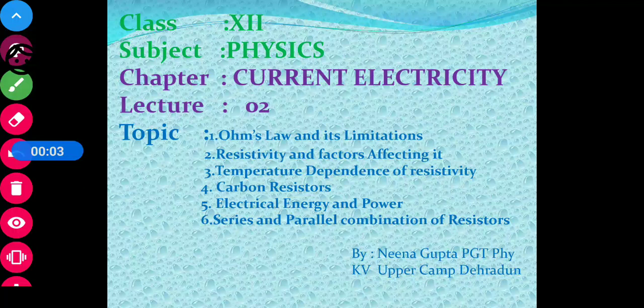Good morning, children. Today, in the second lecture of the chapter Current Electricity, I am going to cover the following topics: Ohm's law and its limitations, resistivity and factors affecting it, temperature dependence of resistivity, carbon resistors, electrical energy and power, series and parallel combination of resistors.